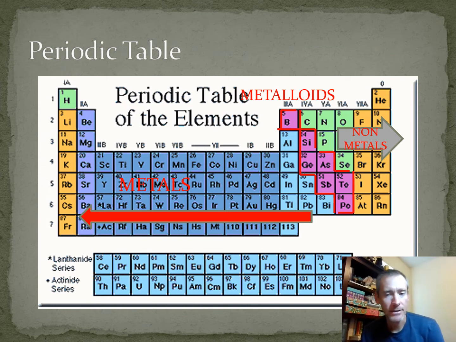So they can be conductive, and they can also have low melting points. They can be brittle, but also have high melting points. So they have different types of properties that are a mixture between metals and nonmetals, the metalloids.